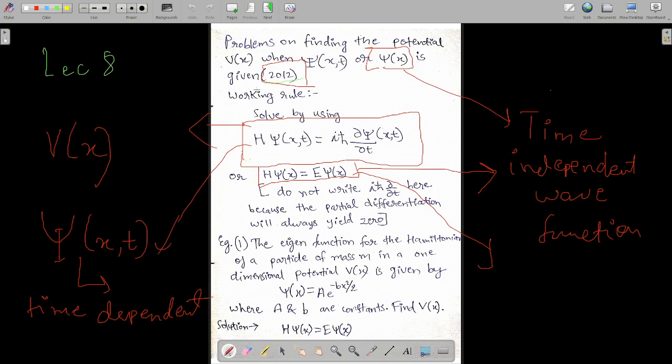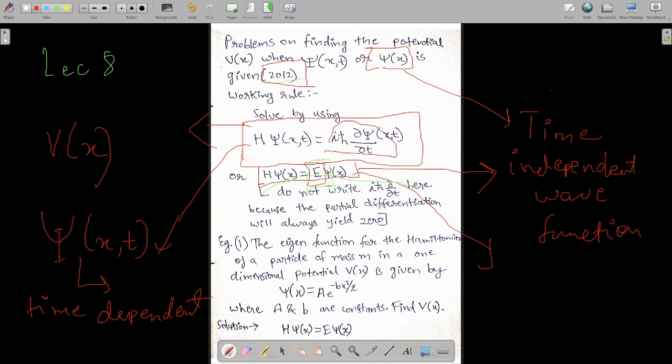I have written over here also that do not write iħ ∂/∂t in the second formula, because partial differentiation will always yield 0. This E will always yield 0 over here if I take this value of E.